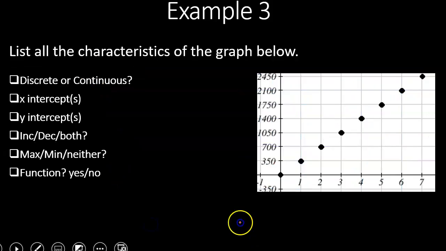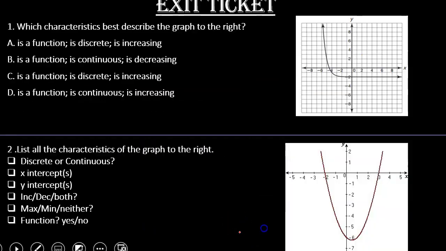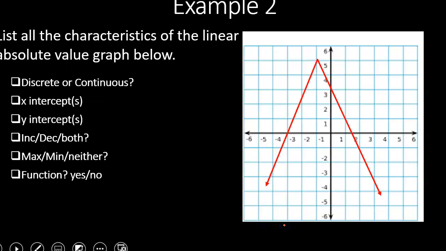All right, example 2. We're going to do the same thing. So pause the screen. Go ahead and answer your list of characteristics, and then unpause when you're ready to see the answer.